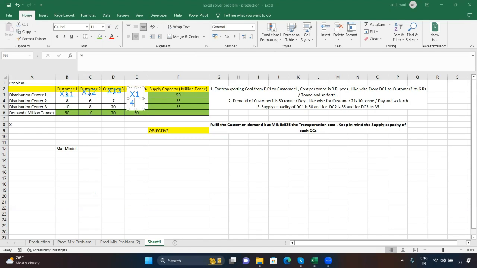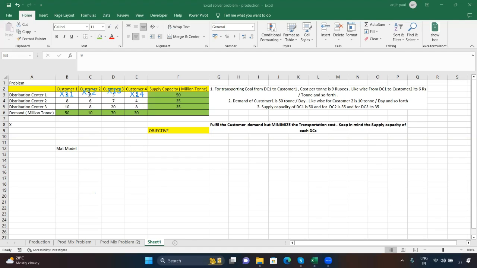X14. Okay. So X that we have denoted for this cell, and from where we have mentioned this X11. So 1 stands for the source. And what is the source? The source is distribution center 1. That is why we have mentioned 1. And what is the destination? The destination is customer 1. So that is why we have mentioned 1. So we can denote this cell as X11.